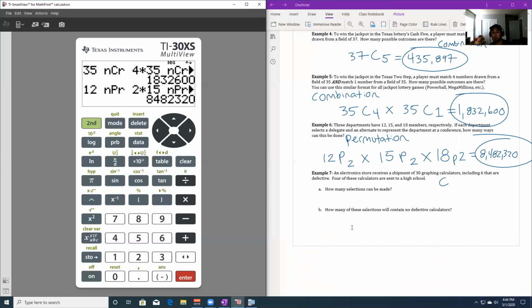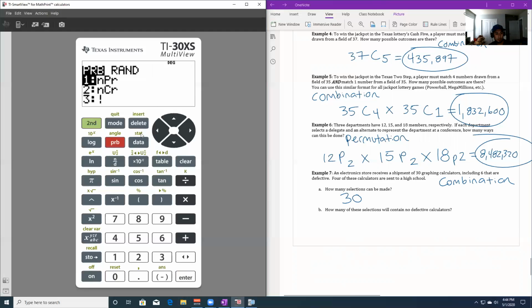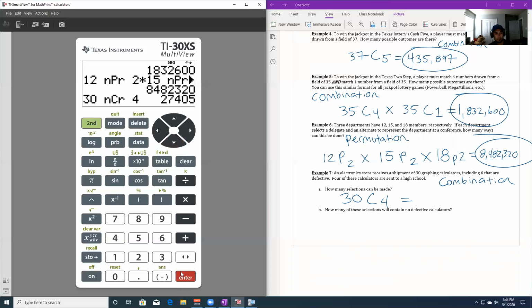All right. So this means that there are 30 calculators to choose from, and we can only pick 4. 4 of these calculators are sent to a high school. All right, so 30 choose 4. That is 27,405 ways for the school to get these 4 calculators out of 30. Okay.